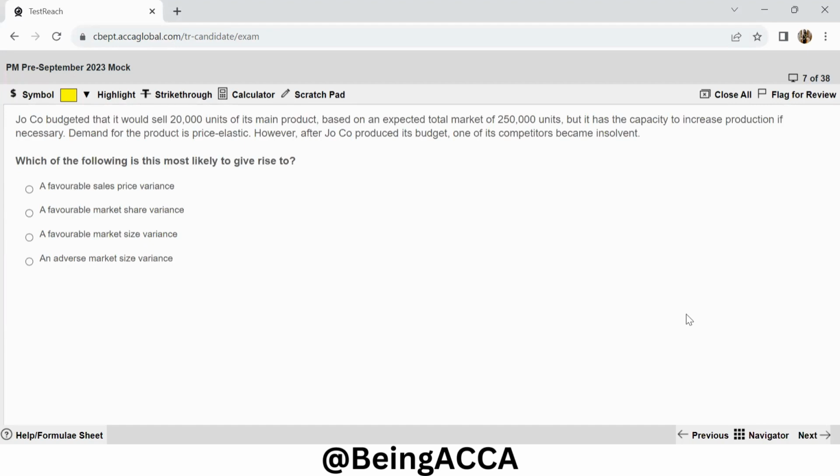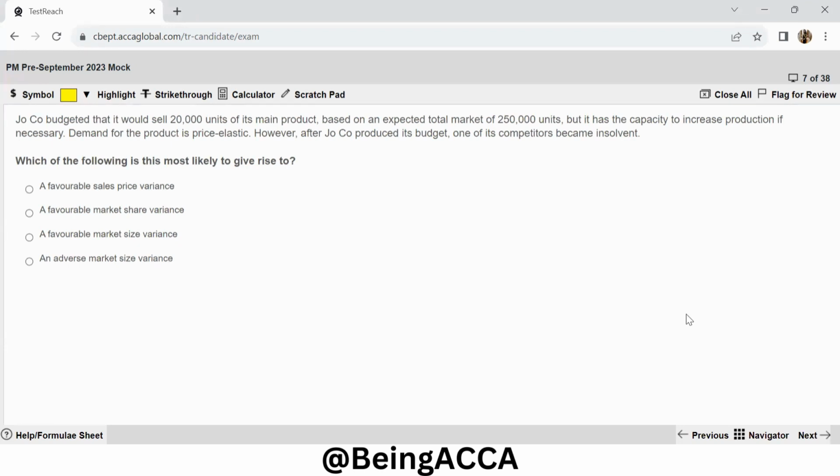Demand for the product is price elastic. However, after Joe Company produced its budget, one of its competitors became insolvent. So which of the following is this most likely to give rise to? So we see over here that their capacity is there, that they have the capacity to increase the production and their market share can also increase with this.